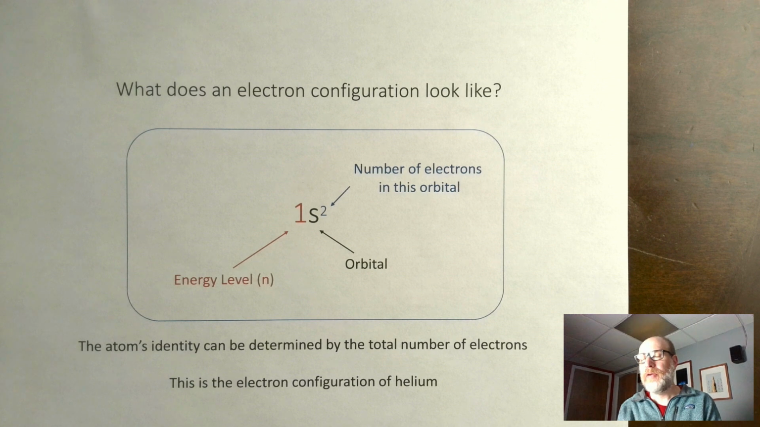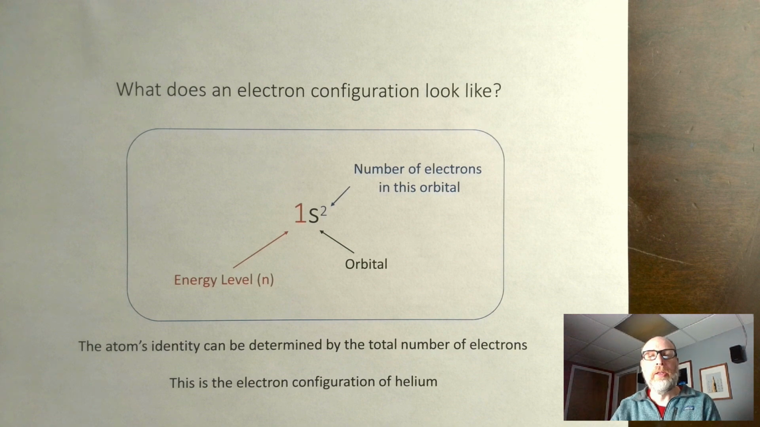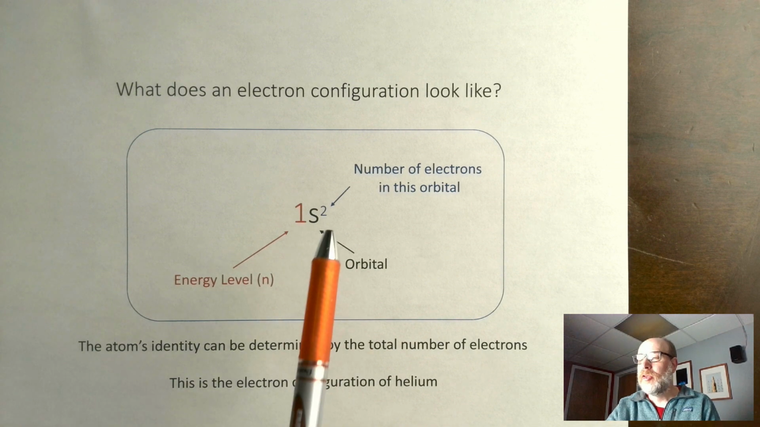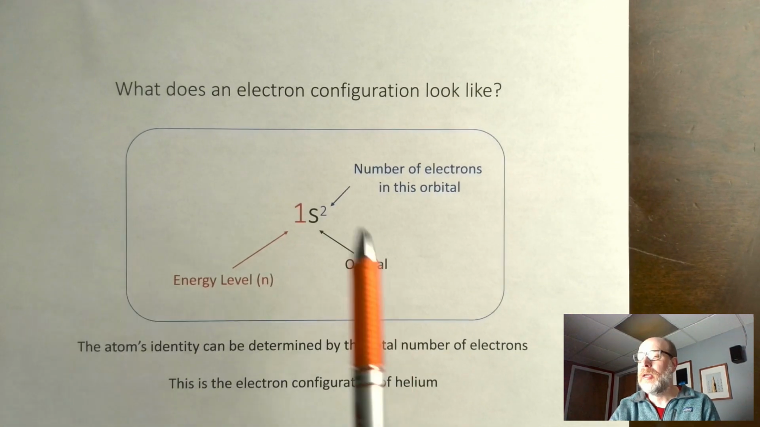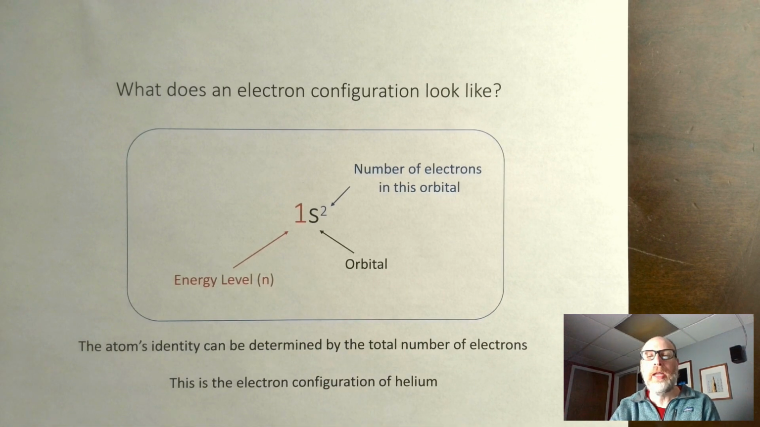An electron configuration is fairly simple on its face, and what I mean by that is it's just going to be a series of numbers and s's and p's that are going to tell us where the electrons are located in any particular atom. Here we're talking about helium. If you look at helium on the periodic table, it has an atomic number of 2, which means 2 protons and then 2 electrons. So we have 2 electrons in helium, and if we were to say where those 2 electrons were located, we'd say they were in the 1s orbital.